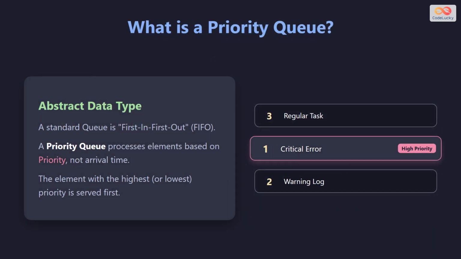Now, let's talk about the priority queue. Unlike a standard queue which follows first in first out, a priority queue serves elements based on their priority. Think of a VIP line at an event or a hospital emergency room where critical cases are treated before minor injuries, regardless of who arrived first.